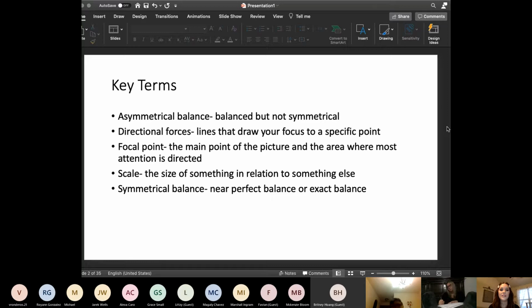Asymmetrical balance is when things are balanced but not entirely symmetrical. Symmetrical being that it's the same on one side and the other. So down at the bottom, you can see symmetrical balance is near perfect exact balance, meaning it's almost identical on each side. Asymmetrical balance has a lot to do with the different weights of colors. So it has to do with that color theory that we just talked about. Directional forces are lines that draw your focus to a specific spot.